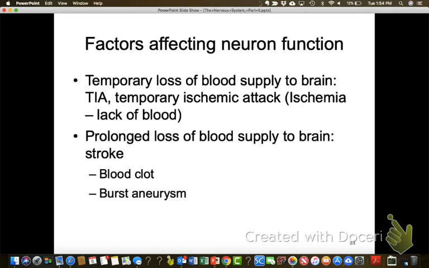Other problems associated with the blood supply to the brain. TIA is a temporary or transient ischemic attack. Ischemia is a lack of blood flow. So if anything just cuts down, doesn't have to stop it completely, but cuts down the flow of blood to the brain, that's ischemia, and that can cause death of some of the neurons, leading to a stroke. A stroke in general is caused by either a blood clot or a burst aneurysm, anything that completely and irrevocably stops the flow of blood.